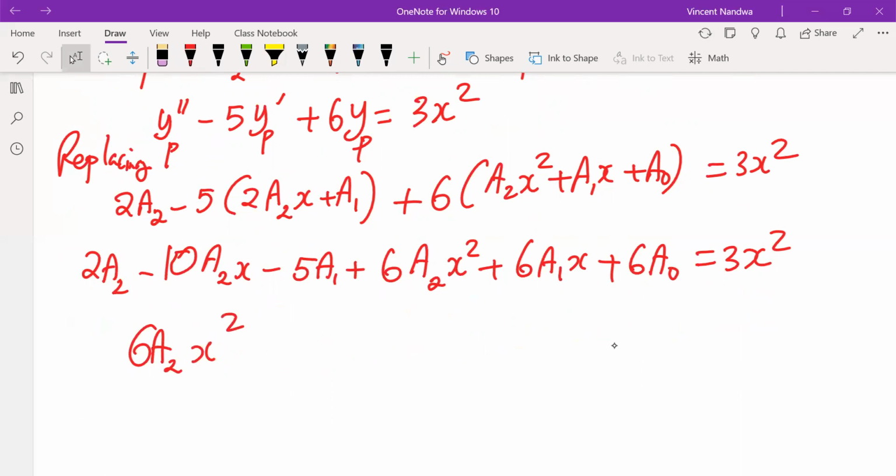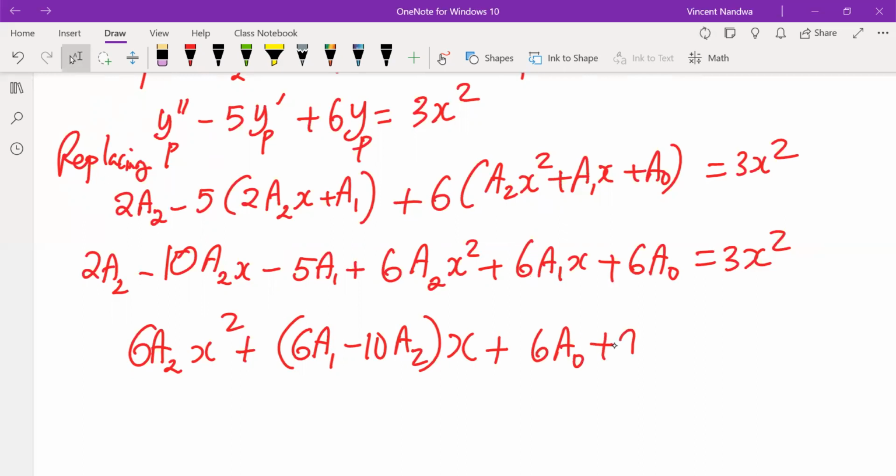6a2x squared plus (6a1 minus 10a2)x. These are the only ones with x. And then plus 6a naught plus 2a2 minus 5a1 equals 3x squared. And actually, I can write this as plus 0x plus 0.